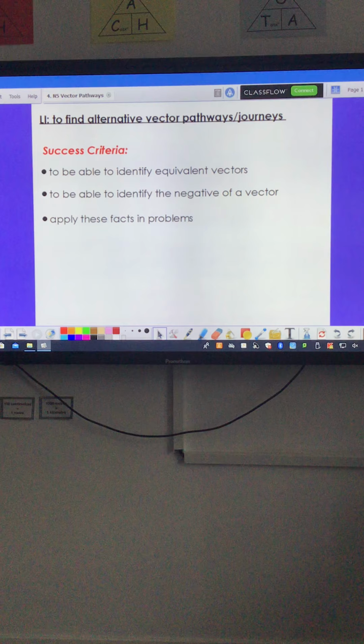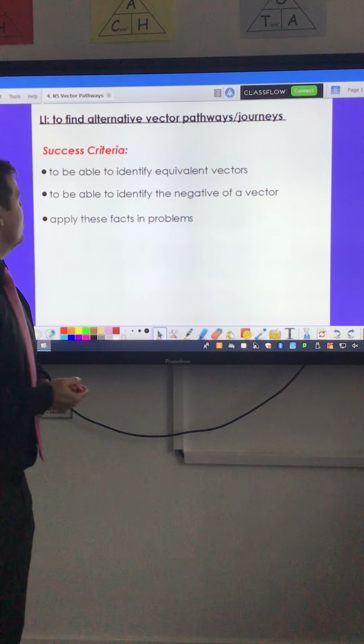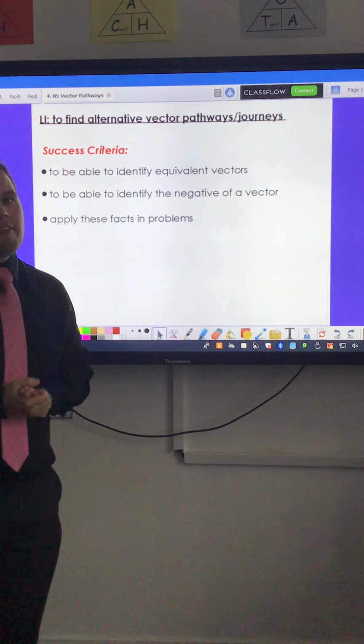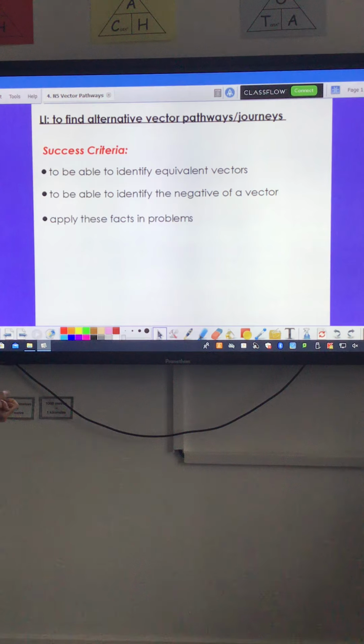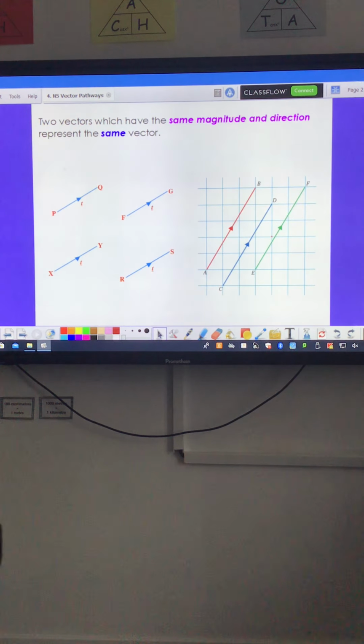So the last topic in vectors is to find alternate vector pathways and journeys. So we're going to be able to identify equivalent vectors first of all, then identify the negative of a vector by drawing it and apply these facts in different problems. So, two vectors which have the same magnitude and direction basically represent the same vector.